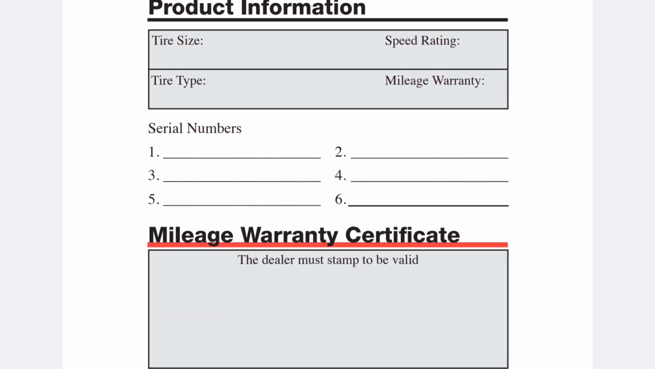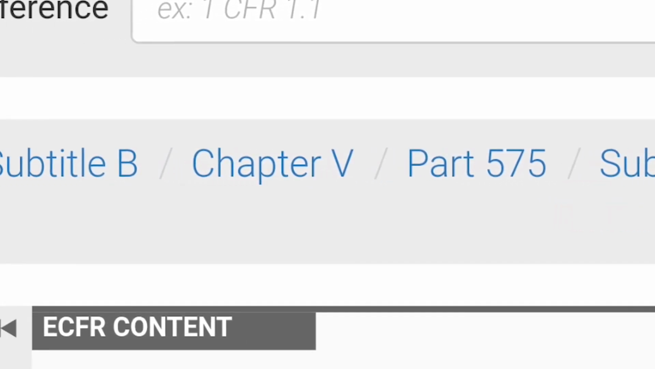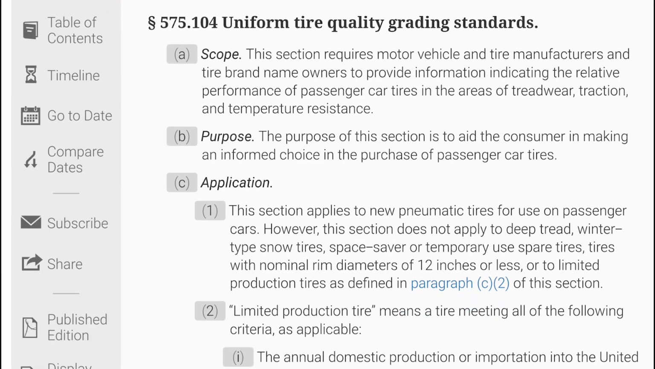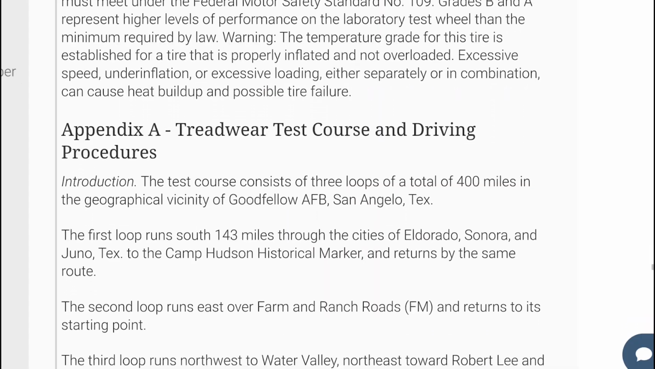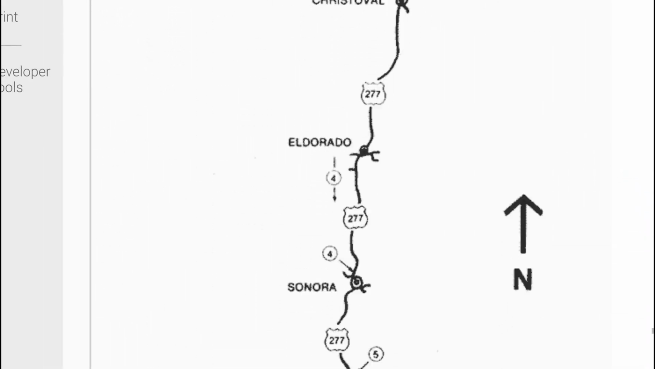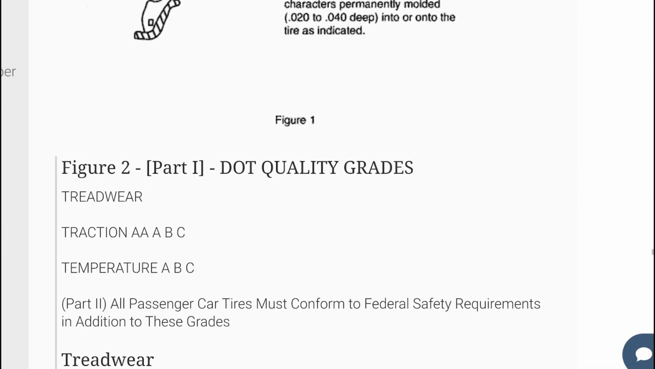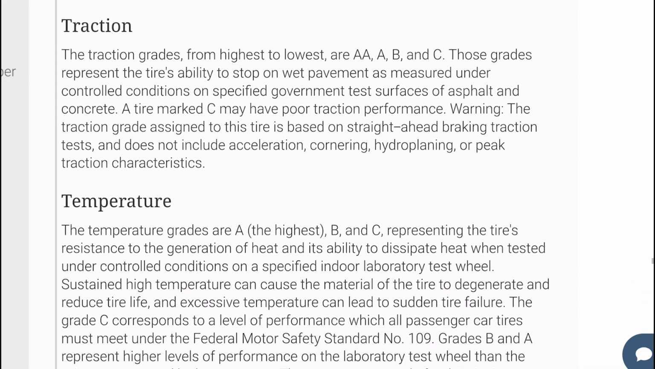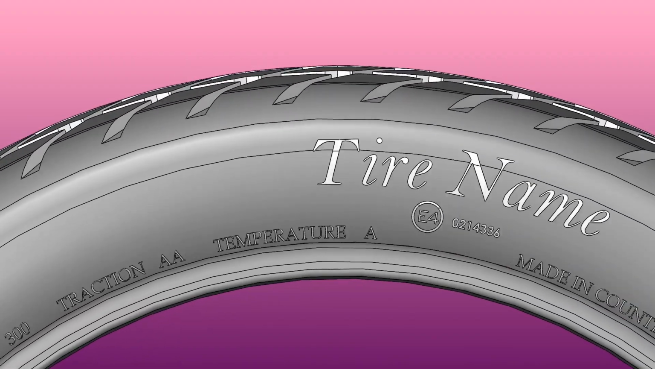And according to section 104 of part 575 of Title 49 of CFR, since 1979, passenger tire manufacturers are mandated to test their products on some standard tracks and test machines and mark the results on the tires for properties regarding tread wear grade, traction grade, and temperature grade. Consumers can compare the results and grades and select tires accordingly.